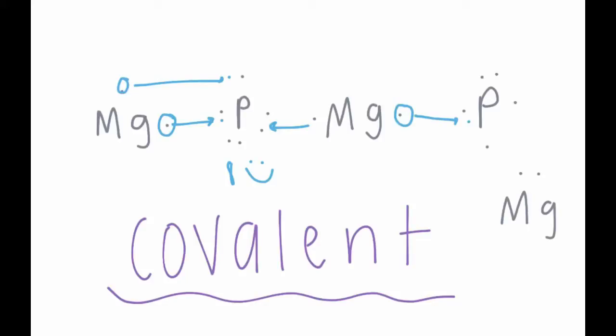Magnesium has 2 electrons. So we're going to take this one and add it to this phosphorus. Then we're going to take this one and add it to this side. So now phosphorus has 8 electrons and it's happy.